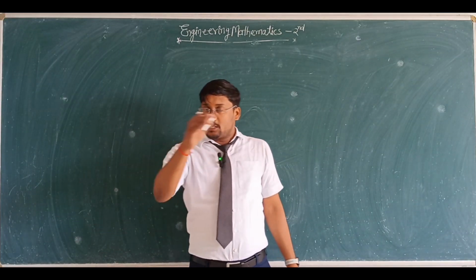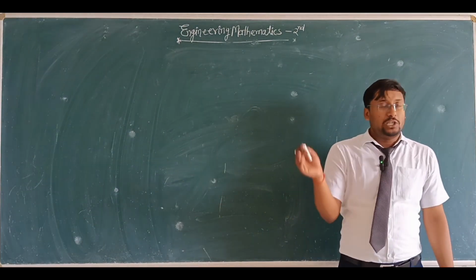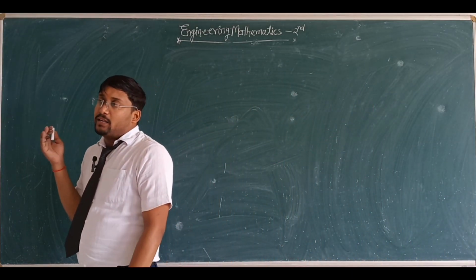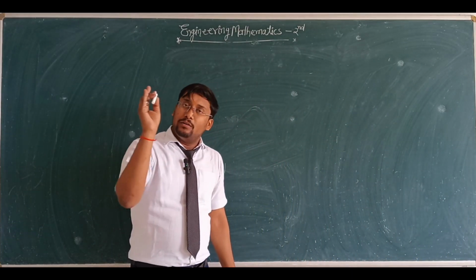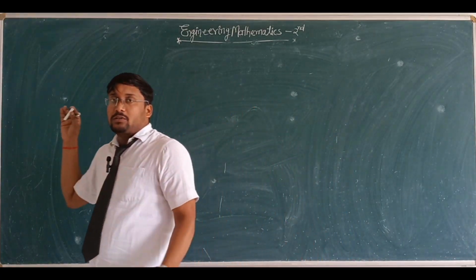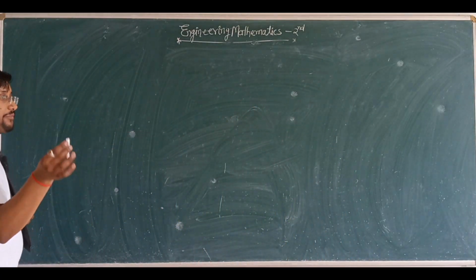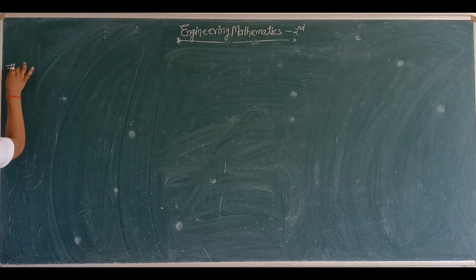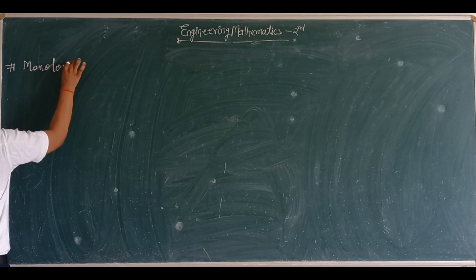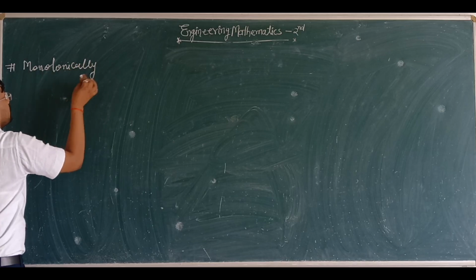Now discuss the monotonic sequence. A sequence Sn is said to be monotonic if it is either monotonically increasing or monotonically decreasing. First of all, I will discuss the monotonic sequence, increasing or decreasing. First of all, you can note down monotonic sequence.